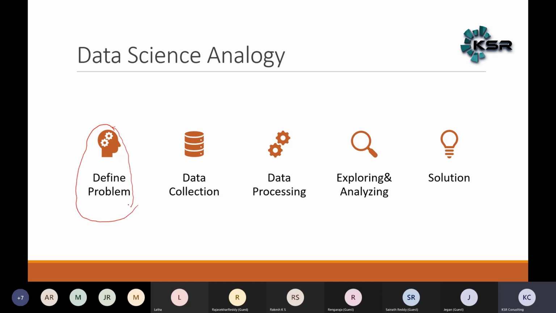Define the problem. What problem are we going to solve? From an interview point of view, whenever you're attending an interview, the first question they might ask you is, "Mr. Koti, can you introduce yourself?" Hi, I am Koti, I have 9 years of experience. And then the next question they will ask is, "Can you tell me one of the problems you have solved recently, or which you are very comfortable with?"